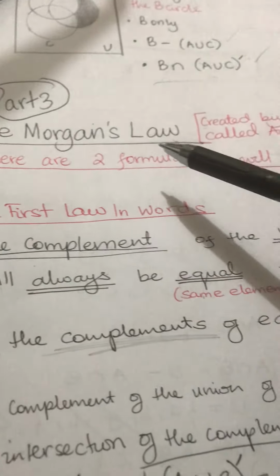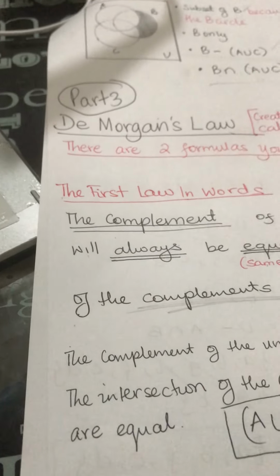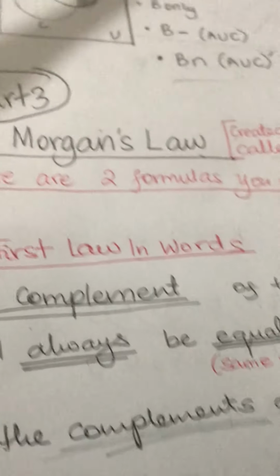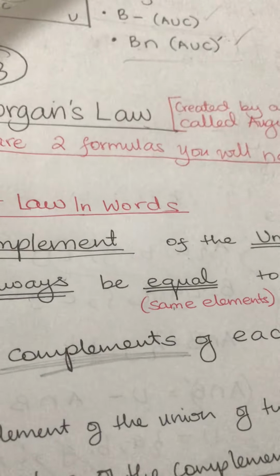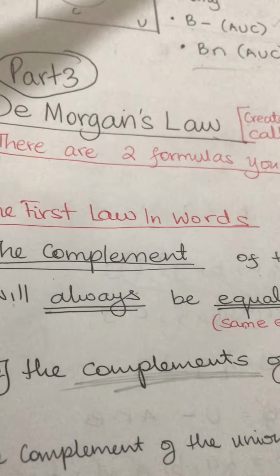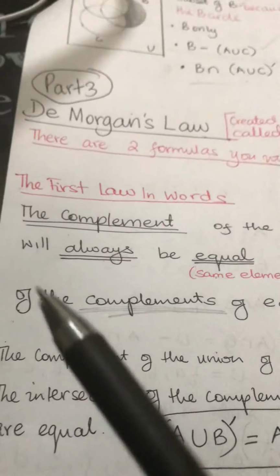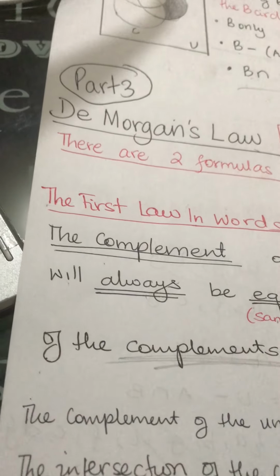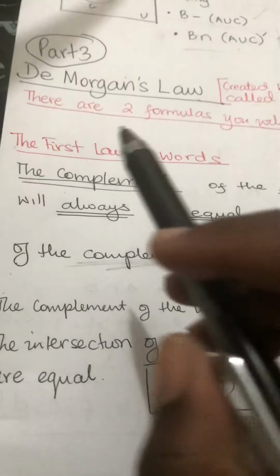So De Morgan gave us 2 formulas that you will need to know for this lesson. The 2 formulas you must know by their words. You must know by their picture, as in the Venn diagram. And you also must know how to write it in set notation or in set operation. Okay? So you must know 3 parts: how to draw it, how to write it in words, and how to write it using set operation notation.